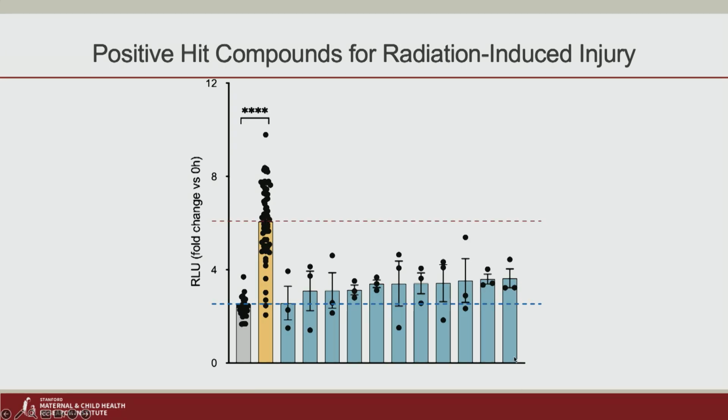Next, this is a summary of positive hit compounds. Finally, we found 11 drugs that have significant cell protective effects. Interestingly, two of them are vitamin B12 derivatives. We have several other interesting compounds that are included, and we are testing those too.